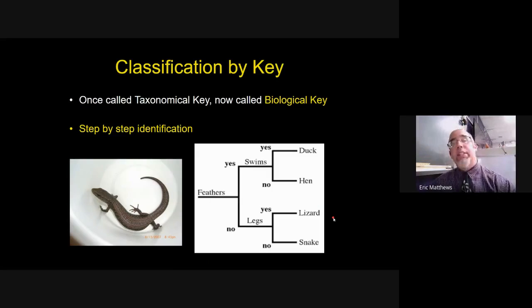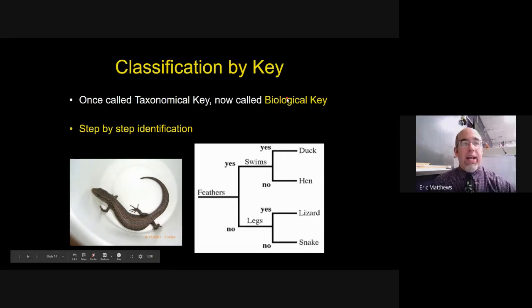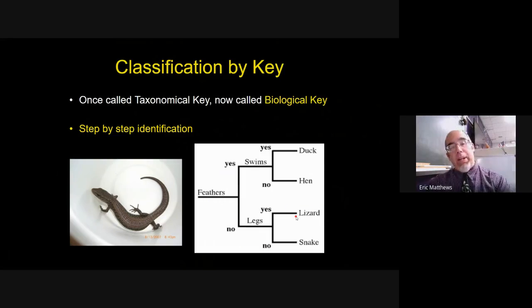And finally, this is the last thing that we're going to be working on this week, and that is making a biological key in order to identify organisms step by step. So looking at this organism, does it have feathers? Yes or no? Well, hopefully looking at it, you say no. No feathers. All right, does it have legs? Yes or no? Yes, it's a lizard. All right, that is a step-by-step classification. Simplified, but that's basically all it is.